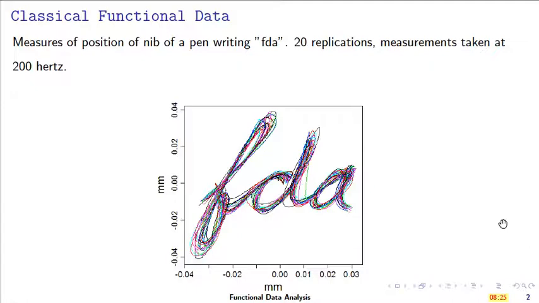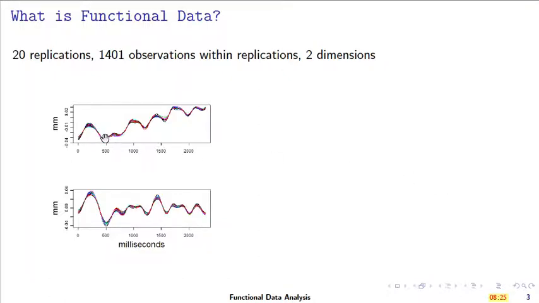He wrote these three letters 20 times, and he recorded the position of the nib of the pen on a piece of paper. So we have the x axis and y axis of the position of the pen when he wrote the FDA letters. Okay, so naturally the x-axis and y-axis of the position of the pen will be a function of time, right? So what we can do is put these separately.